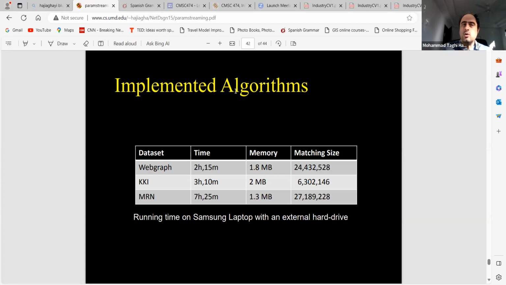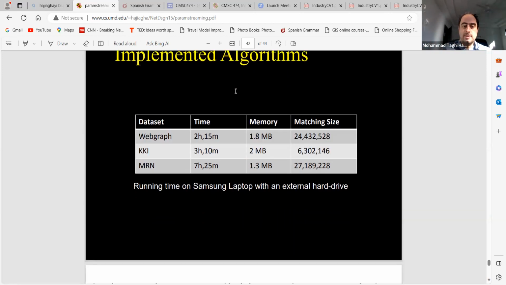So I have implemented these algorithms, and they actually work quite well in practice because they are sampling algorithms. And this was the whole idea: I have this hard drive, and I just read through all the edges one time and can compute these things.